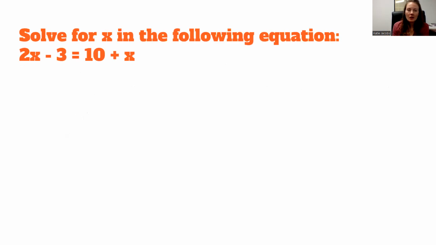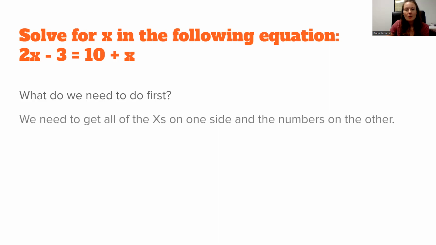All right, so solve for x in the following equation. And so what we see here is we have 2x minus 3 equals 10 plus x. So what do we need to do first here? We need to get all of our x's on one side and the numbers on the other. Typically, when I'm doing this, I'm going to try to move all my x's to the left side of the equation and all my numbers to the right side because that's just how my brain works, right?